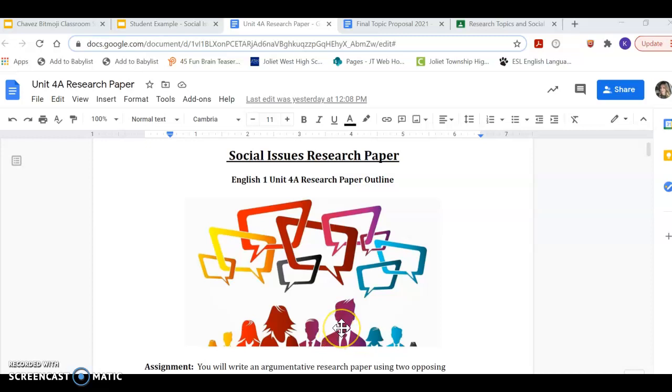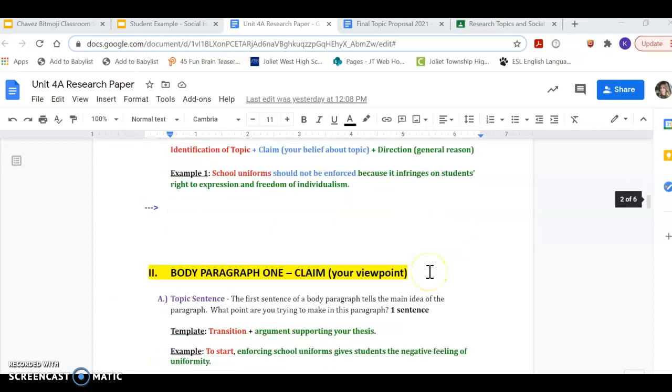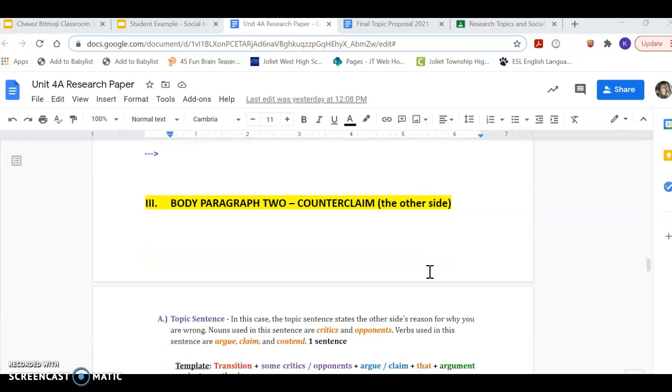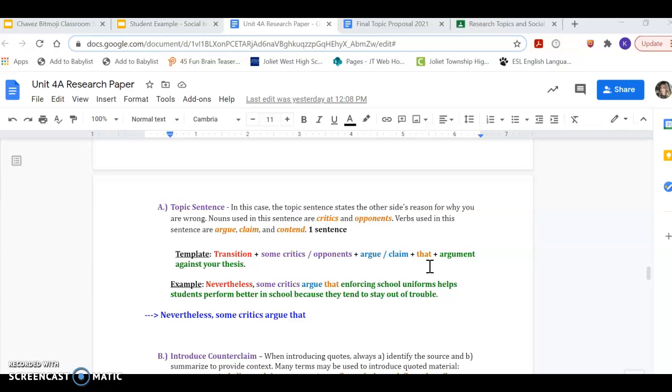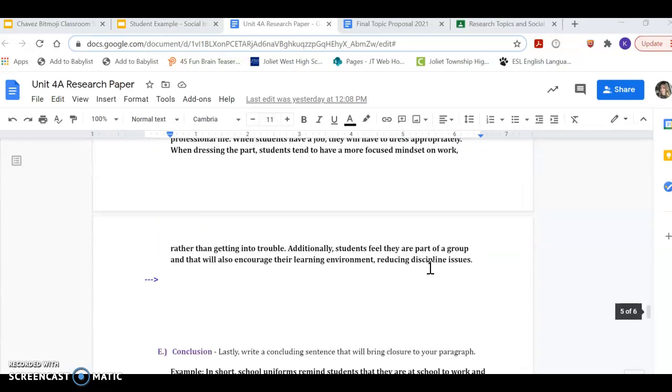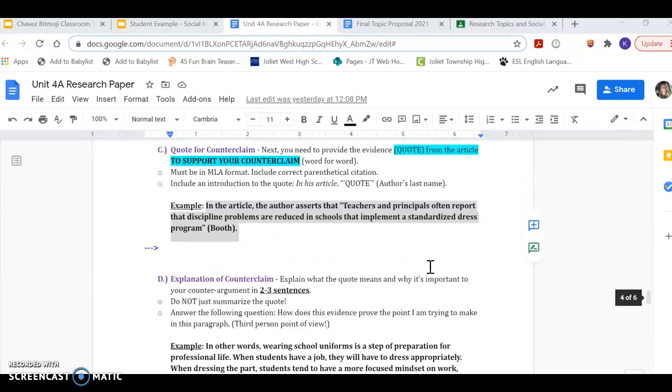Today in class, we went over paragraph 3 on your Unit 4A research paper outline. Scroll down until you see Roman numeral 3, which is body paragraph 2, your counterclaim. Like yesterday, this paragraph consists of a topic sentence, introduction to your quote, explanation, and a concluding sentence.